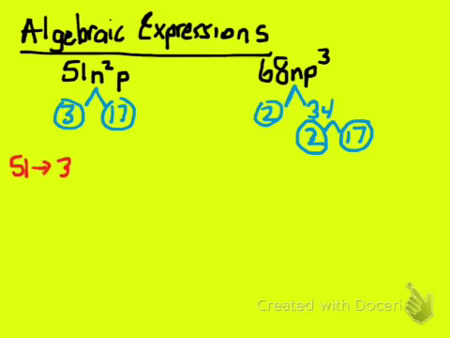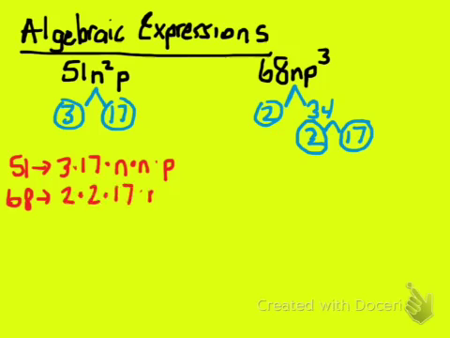And 51 is 3 times 17, and then times n times p. So 3 times 17 times n times p. And then for 68, we have 2 times 2 times 17 times n times p times p times p. So I just wrote out the prime factorization. Same as we did in the last example, same that we did yesterday.